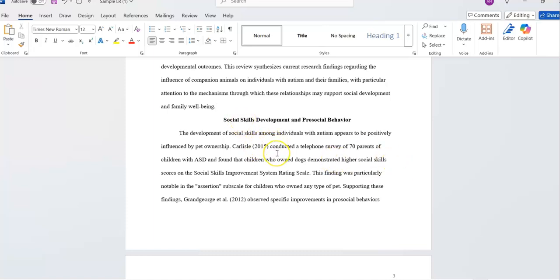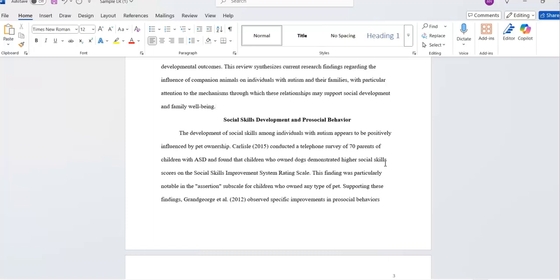Carlisle, 2015, conducted a telephone survey of 70 parents of children with ASD, autism spectrum disorder, and found that children who own dogs demonstrated higher social skills on the Social Skills Improvement System rating scale.